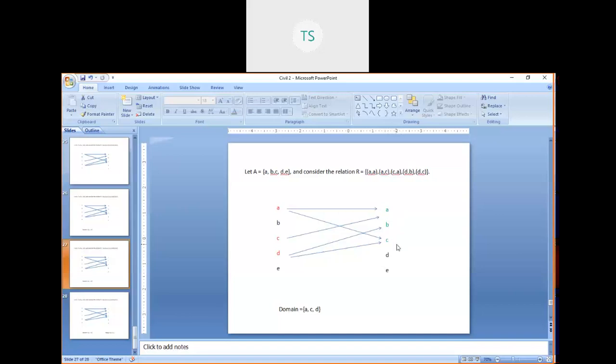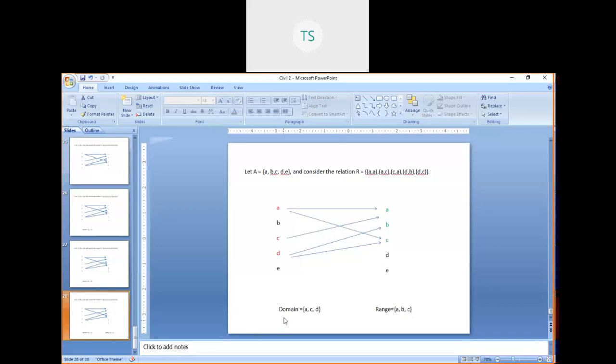A, B, C. Because see, all the arrow ends in these three elements only. From A there is an arrow mark which ends in A, then from C again A, from D B, and again from D it is C. So we have some elements which are at the end points of the arrow marks, and these elements are A, B and C. So these elements form the set which is known as the range. So range is equal to A, B and C.